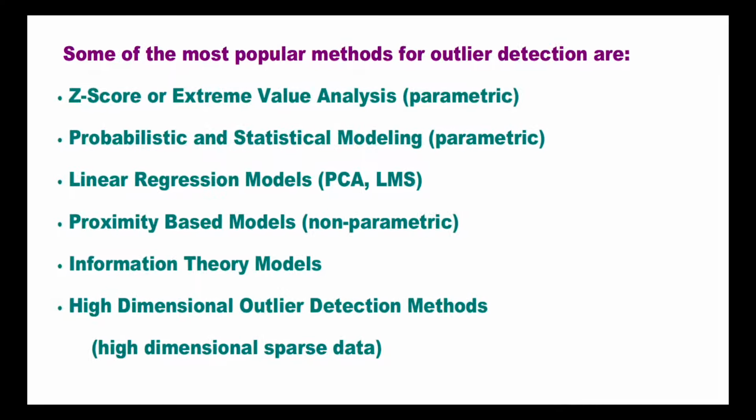Some of the most popular methods for outlier detection are Z-score or extreme value analysis, which is a parametric method, probability and statistical modeling, which is again a parametric method, and the linear regression model. The next one is proximity based methods, which is a non-parametric method, and the next method is information theory models, and the next one is high dimensional outlier detection methods used for high dimensional sparse data.